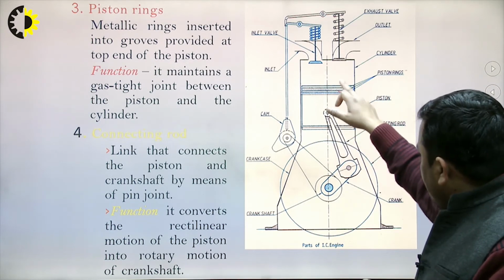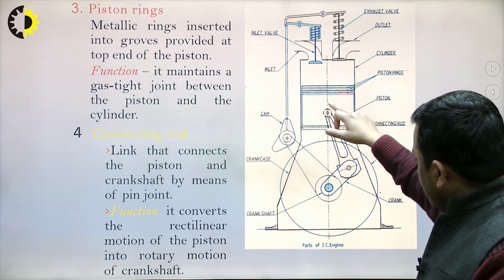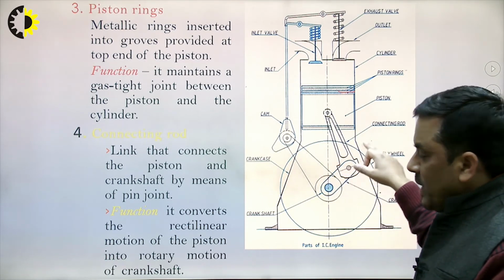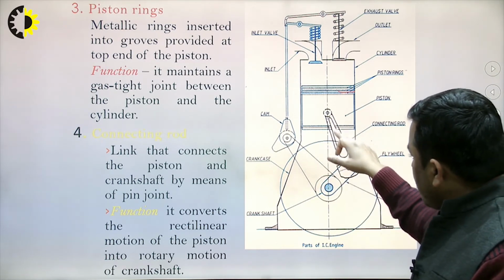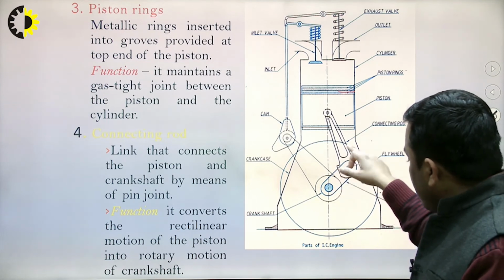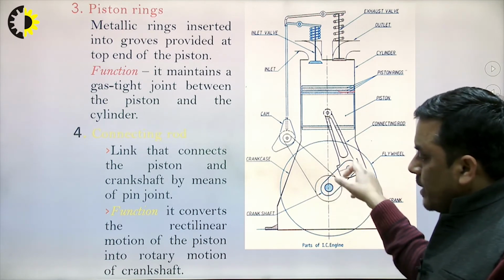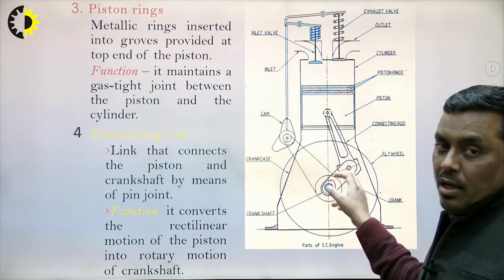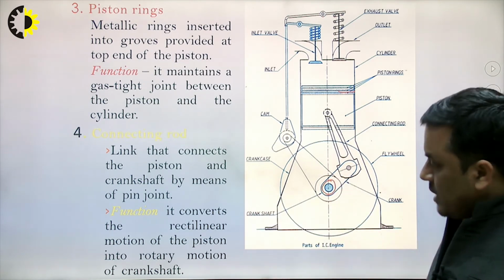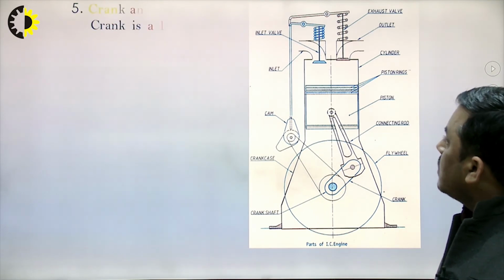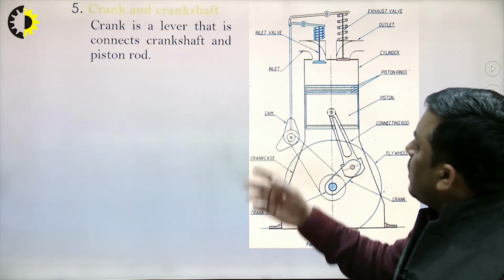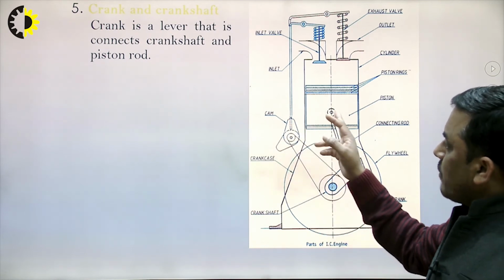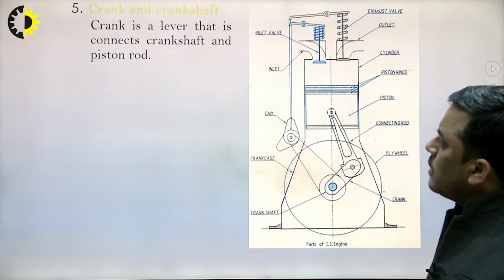Because of the burning of fuel, the piston is pushed, and the connecting rod will be in GPM, general plane motion. Because of the general plane motion of the connecting rod, the crank will rotate and definitely the crankshaft ultimately. This is the crankshaft through which the power is transmitted to the wheels. Then crank and crankshaft: the crank is the lever, the connection between the crankshaft and piston rod.